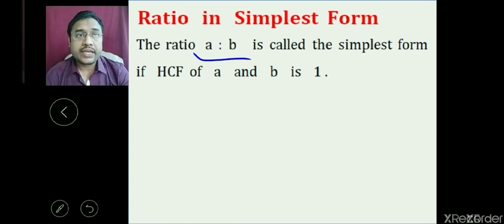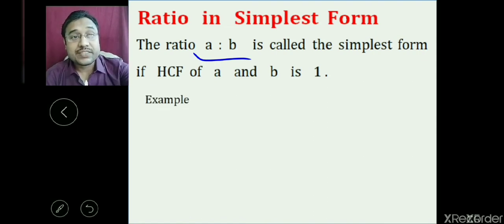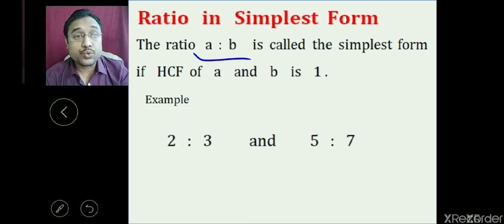Then we can say in general, first we can say that in the ratio A is to B, this is called the simplest form if the HCF of A and B is 1. That means if the HCF of the first term and second term is 1, then the given ratio is in simplest form. Okay, now in this example you can see 2:3 and 5:7.